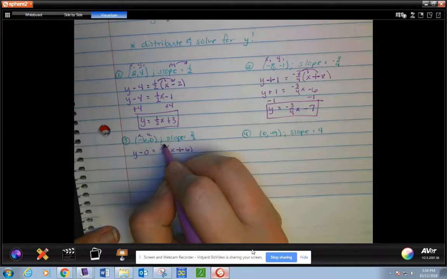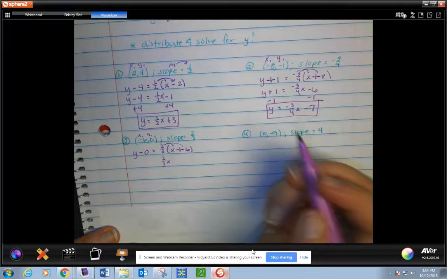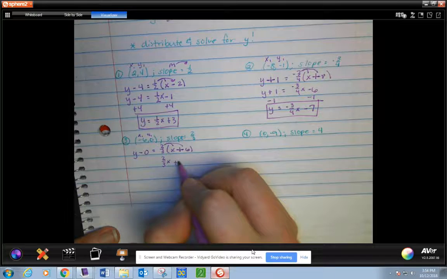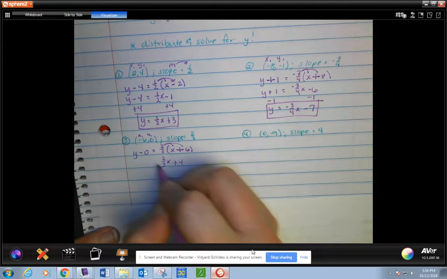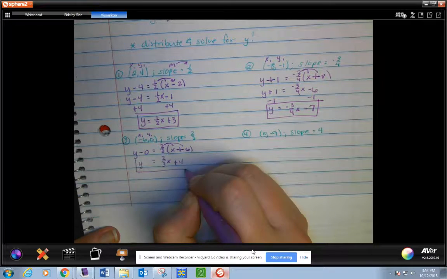And now I'm just going to distribute. 2/3 times x is 2/3 x, and 2/3 times 6. So 2 times 6 is 12, and 12 divided by 3 is 4. And then y minus 0 is irrelevant. You can just drop the 0 and you have y equals 2/3 x plus 4.